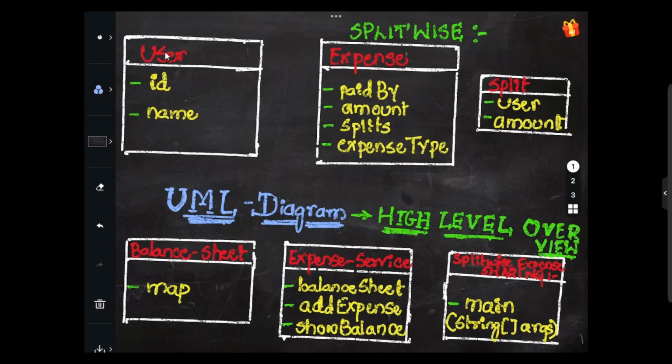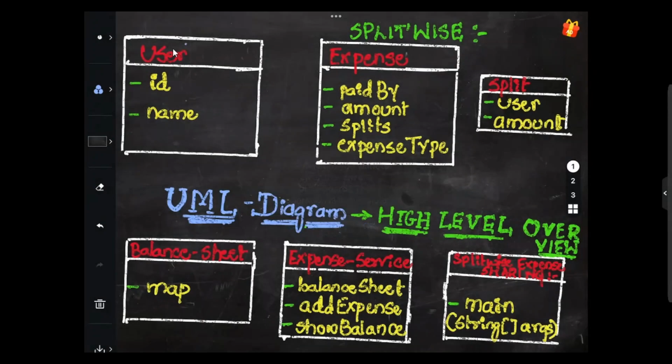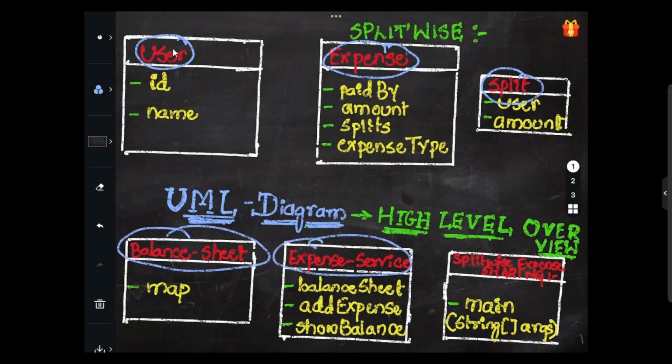Just keep this in mind. We will be going with 6 core classes mainly. When I'm speaking of the 6 core classes, I'm speaking of these classes: User, Expense, Split, BalanceSheet, ExpenseService, as well as SplitwiseExpenseSharing. So these are the 6 core classes we'll be making use of.